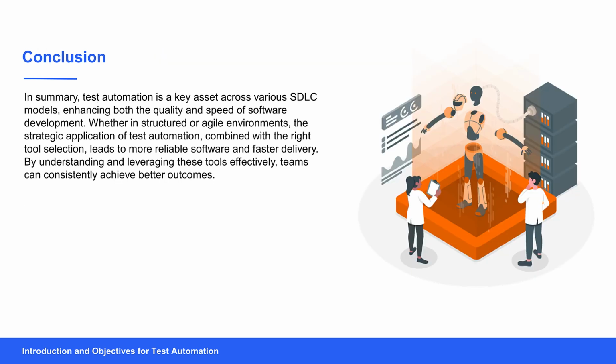To sum up, test automation is a powerful asset across all SDLC models, enhancing both the quality and speed of software development. Whether you're working in the structured environments of waterfall and V models or the more dynamic agile approach, understanding when and how to apply test automation is crucial. Equally important is selecting the right tools that fit your project's needs and your team's capabilities. By strategically implementing test automation, you not only improve software quality, but also streamline the development process, ultimately leading to better outcomes and faster delivery.